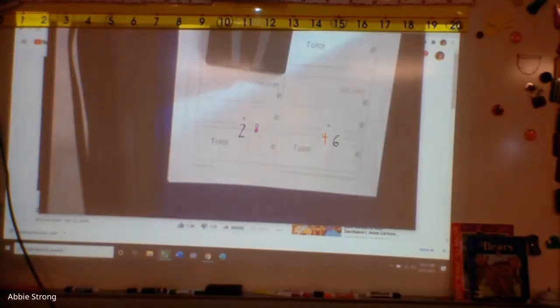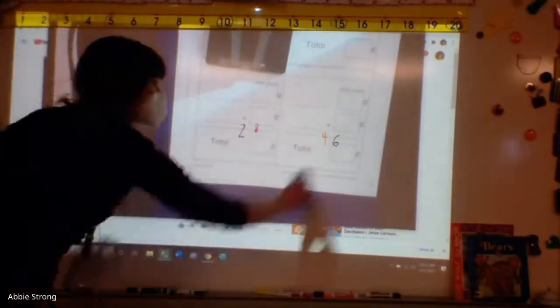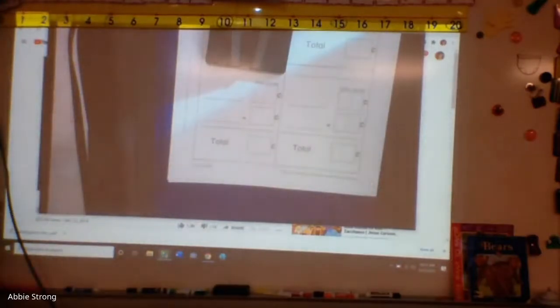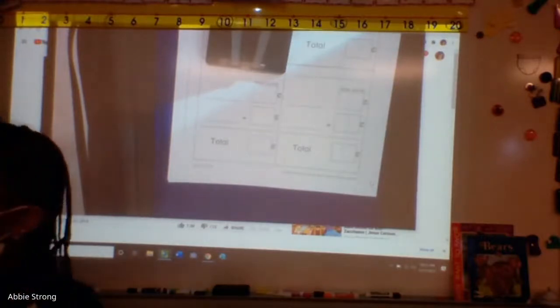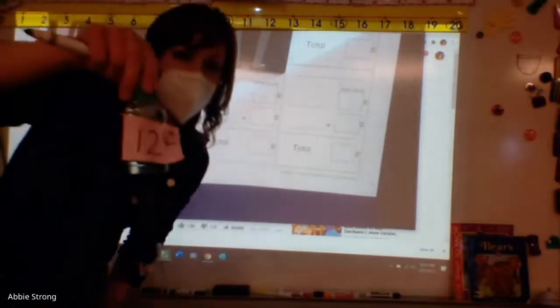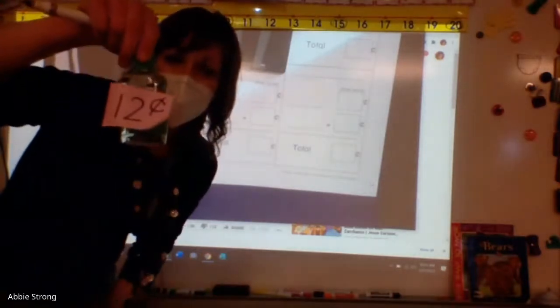All right, I'm going to erase this. All right. Peyton, can you show your friends what you picked out at the store? Do you remember what we said this was? Sanitizer. Yep, we're going to call it soap. And Peyton, what's the price of this soap?